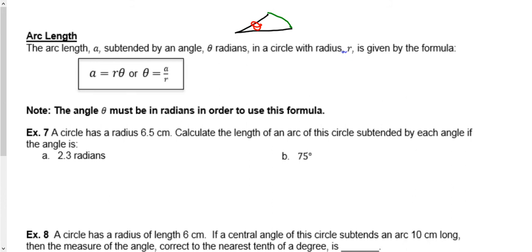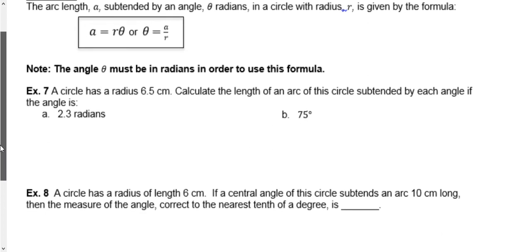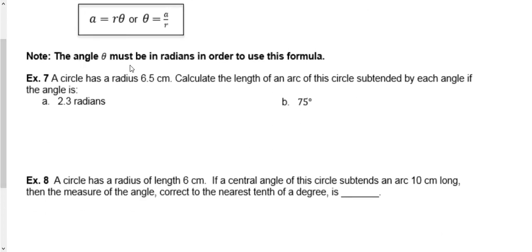Arc length A will be right here, and these two lines here, because it's the same line, they're considered my radius. It's r and r. Okay, so that's my picture basically. So again, here you're going to have an equation, A equals r theta, and again the trick here is it has to be in radians. Note: angle theta must be in radians.